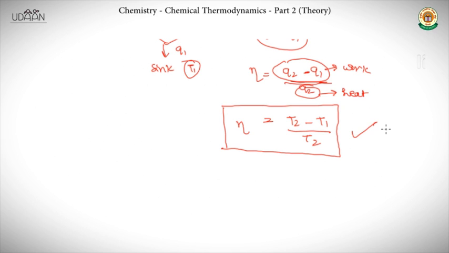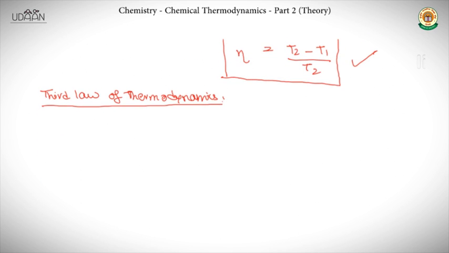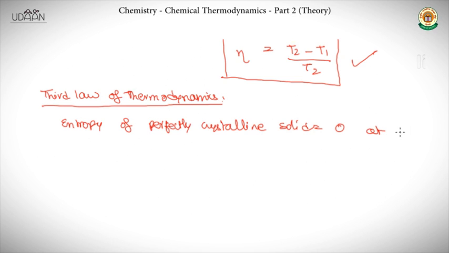Now we'll talk about the third law of thermodynamics. The third law states that the entropy of a perfectly crystalline solid will be 0 at absolute 0 temperature. What is absolute 0 temperature? It is 0 Kelvin. So the entropy of a perfectly crystalline solid equals 0 at absolute 0 temperature, or 0 Kelvin. So this is the third law of thermodynamics.